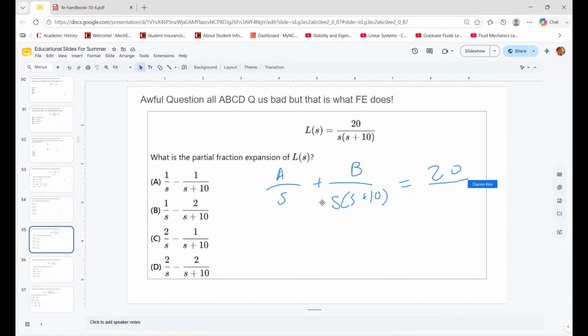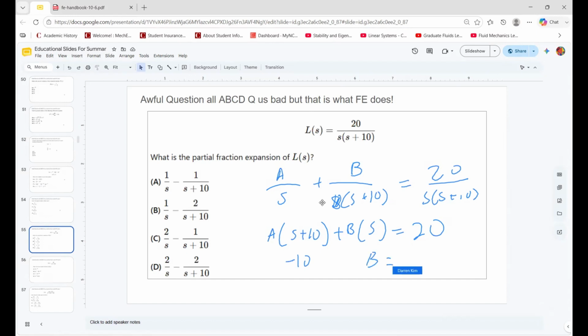Equal 20 divided by s plus 10. So we have parentheses, we multiply by s, A times s plus 10 plus B, and oh, this goes away, s equals 20, right? And then with that said, we have A and B in here, and we can just say A is minus 10. Yeah, A is equal to minus 10, then B equals minus half, which is reverse. So it must be B.